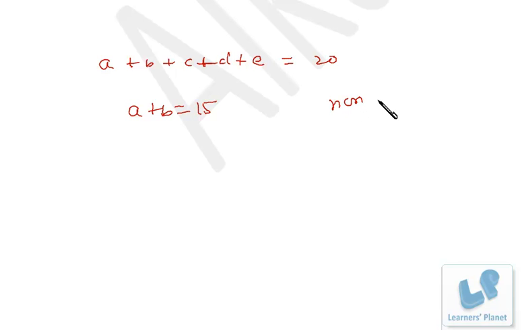Now suppose I have to find out the number of integral solutions if maybe A plus B plus C plus D plus E is say 20, and over here A plus B is equal to 15. That is the condition, and suppose I have to find out non-negative integral solution. That means 0 is also allowed.